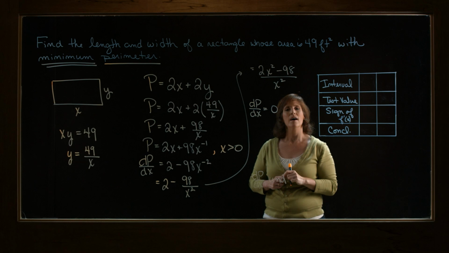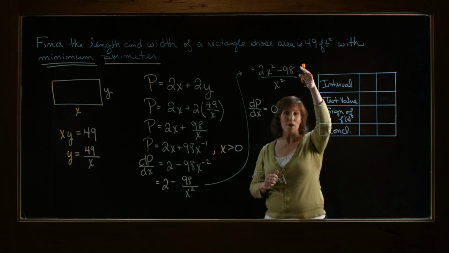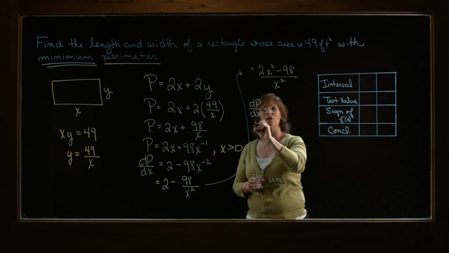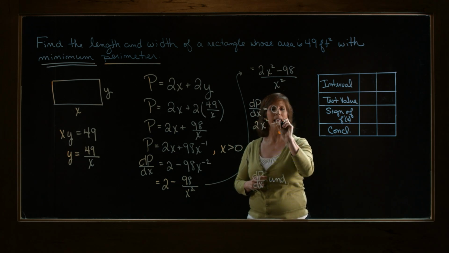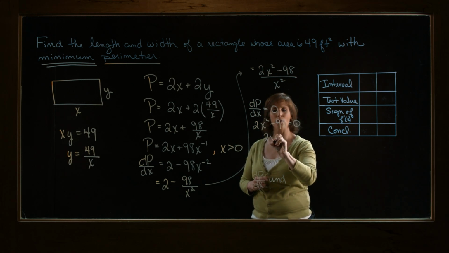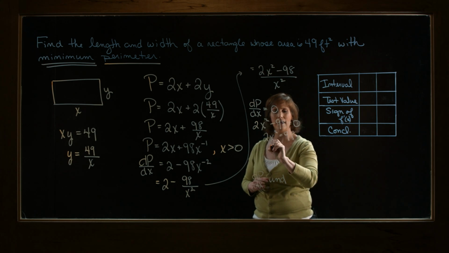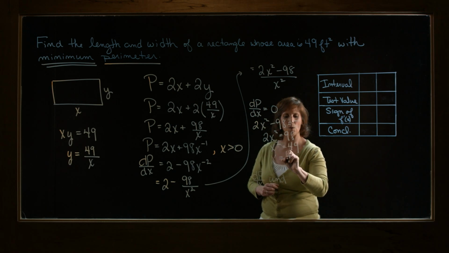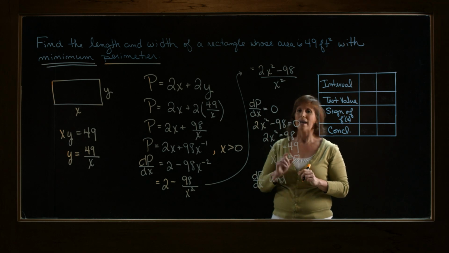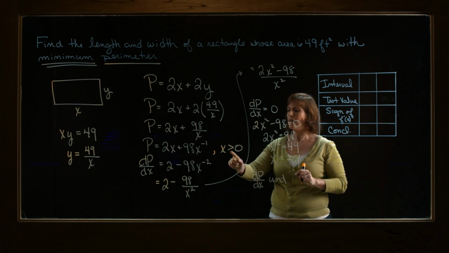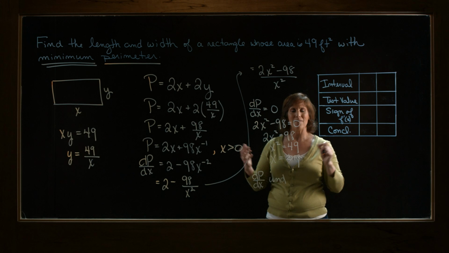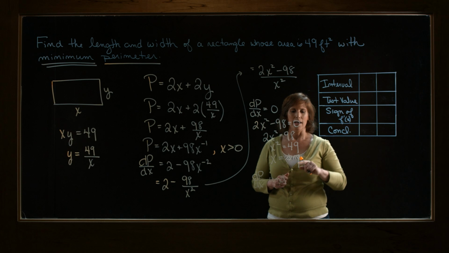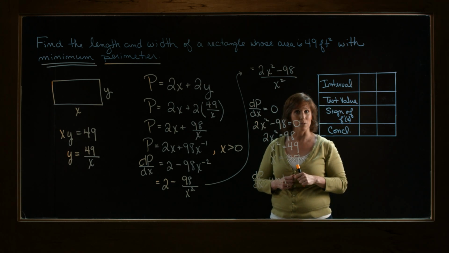I have a fraction. A fraction is equal to 0 when the numerator is 0 and the denominator is not simultaneously 0. So let's see when that happens. 2x squared minus 98 equals 0. So 2x squared equals 98, x squared equals 49. That leaves me with plus or minus 7. Again, I'm not going to need to worry about that negative 7 because it doesn't make any sense for a rectangle to have a side that's negative 7 feet. So 7 is the one I want to focus on. Also notice that that does not make my denominator equal to 0.